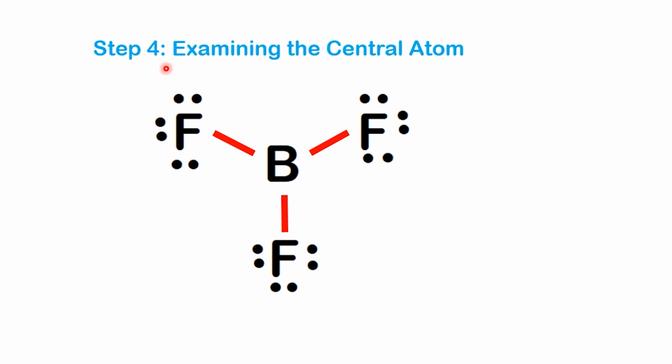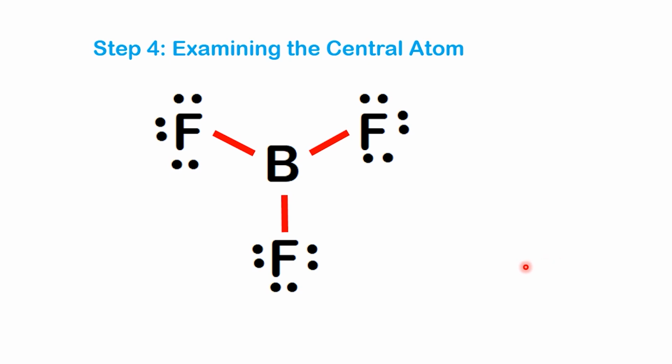Now let's focus on boron, the central atom. It forms 3 single bonds with fluorine, giving it 6 electrons. That's less than an octet, unlike the fluorines, which each have 8. At first, this might seem unusual, but it actually sets us up to understand why BF₃ is stable despite having an incomplete octet. Think of the octet rule as a goal.